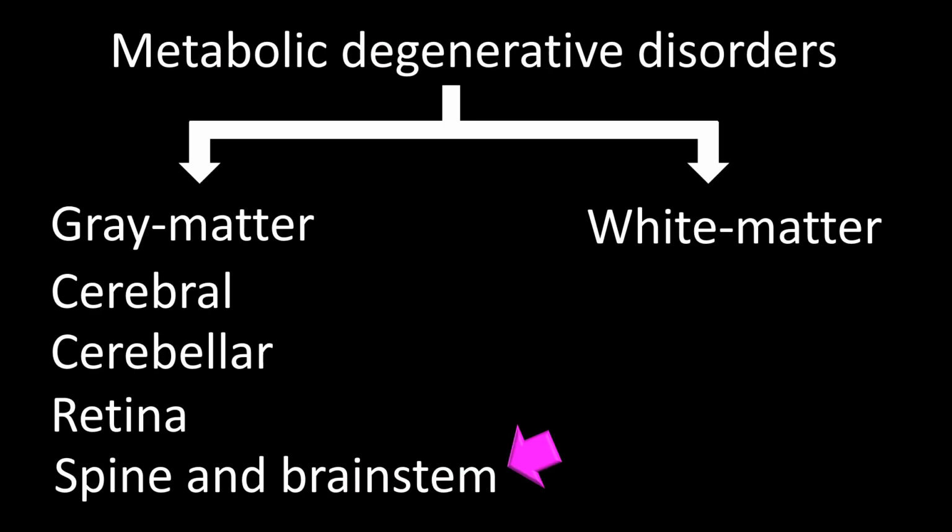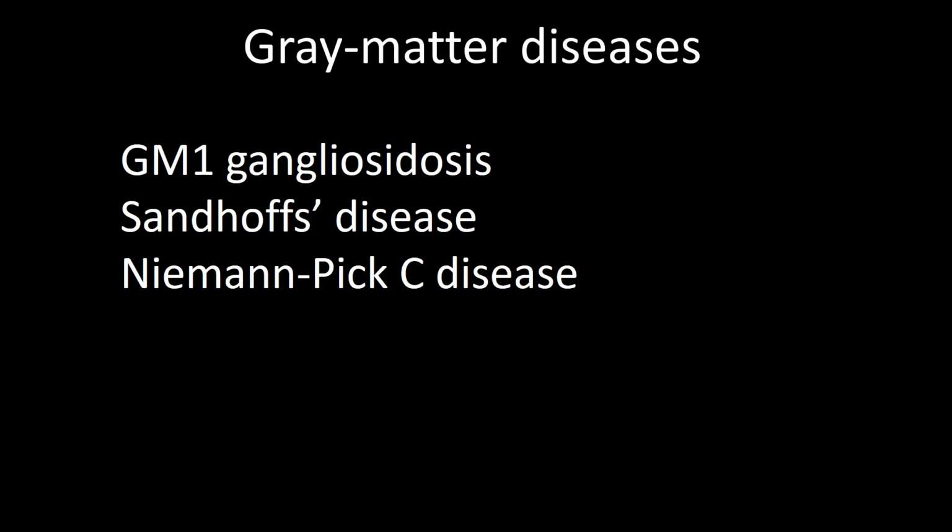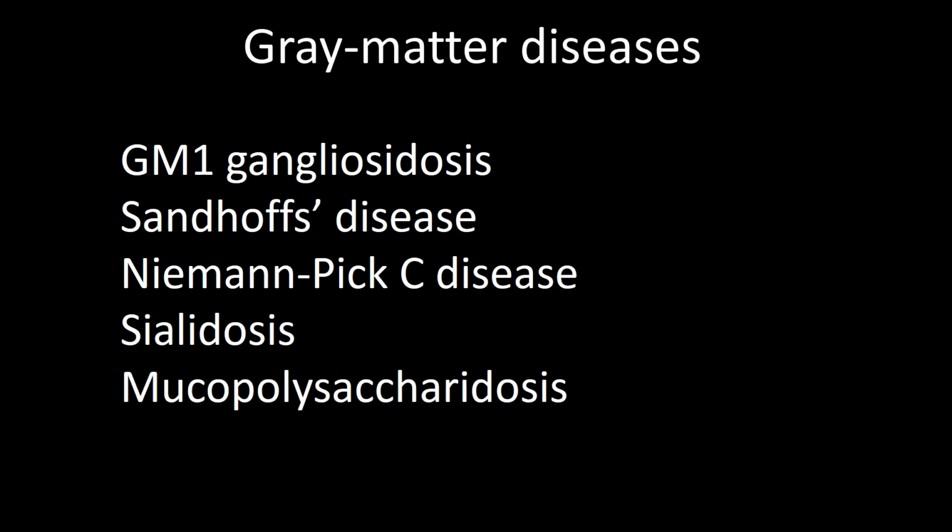After the retina, I will briefly make some comments about spinal and brainstem involvement in neurometabolic disorders. In neurometabolic disorders, the findings produced by involvement of the spine and the brainstem are hypotonia and motor cranial nerve involvement, especially involving nuclei for extraocular movements. Gray matter diseases include GM1 gangliosidosis, Sandhoff disease, Niemann-Pick, sialidosis, mucopolysaccharidosis, and Gaucher's disease.